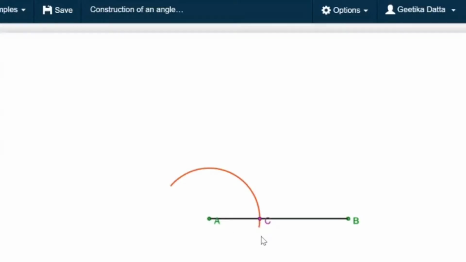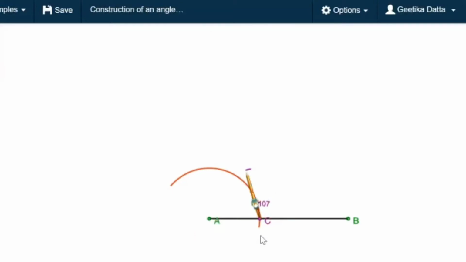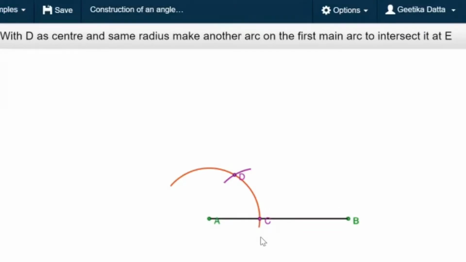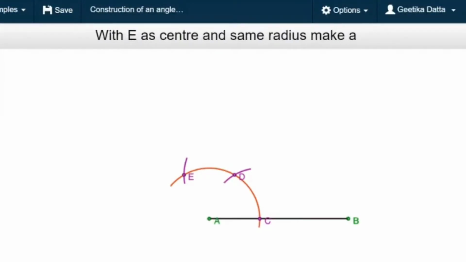Then with C as center and the same radius, without changing the radius, I cut this previous main arc at point D. Then with D as center and the same radius, I make another arc to intersect the main arc at point E. So had I joined A and D, then angle DAB would have been equal to 60 degrees. Had I joined E and A, then angle EAB is equal to 120.